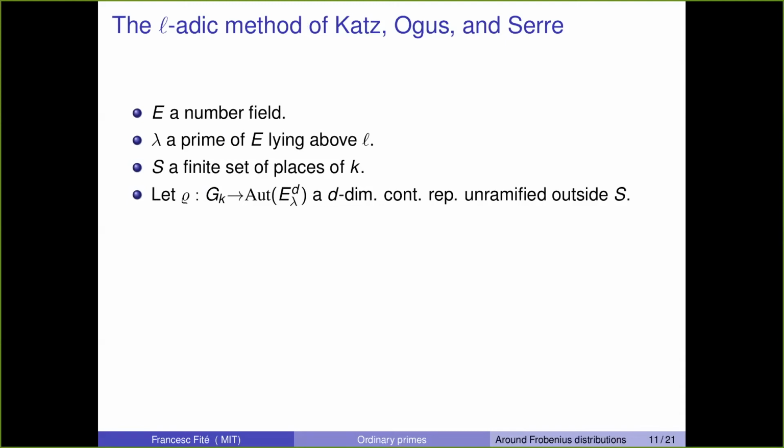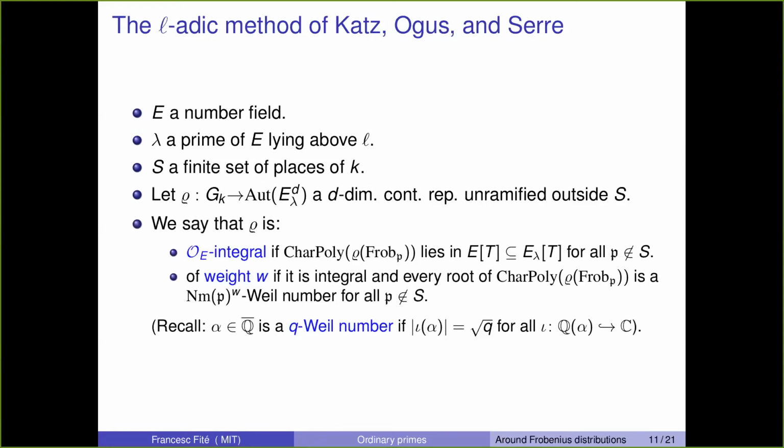Now E will be a number field, a field of coefficients. Let lambda be a prime of E that lies above the rational prime l that we've been considering. And S will denote some finite set of places of K. We'll be looking at representations rho of dimension d, which are continuous and unramified outside this finite set S, and which take values in the completion of E at the prime lambda.